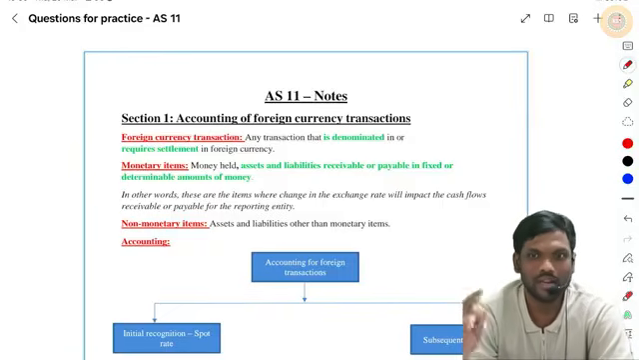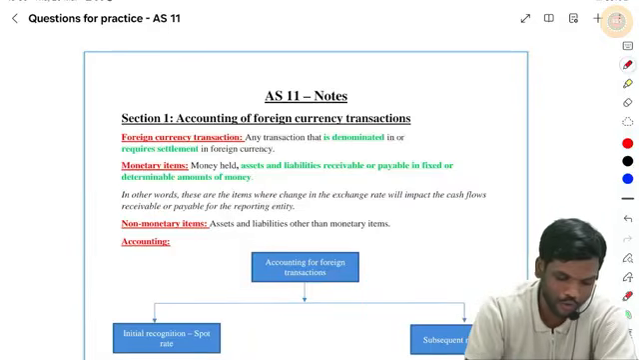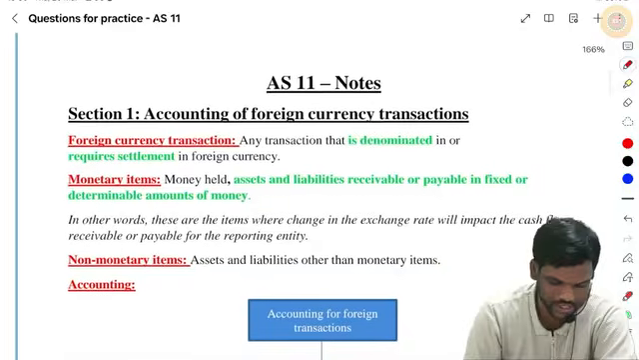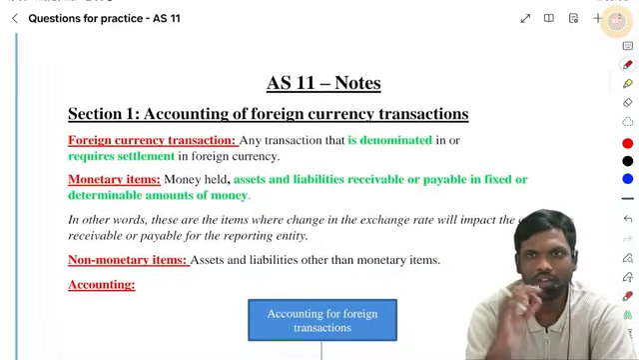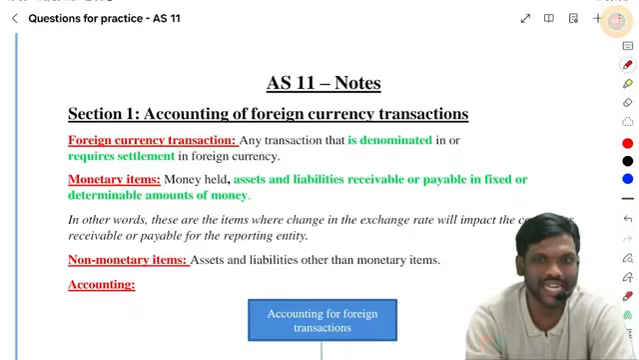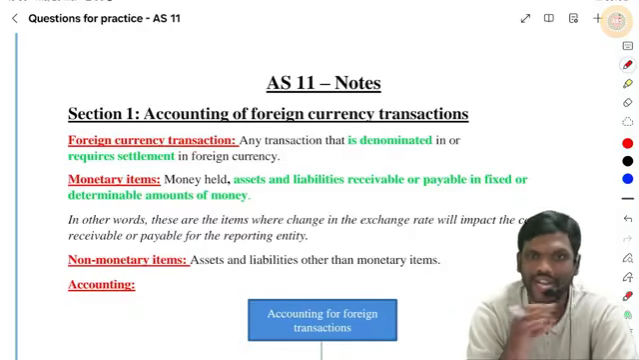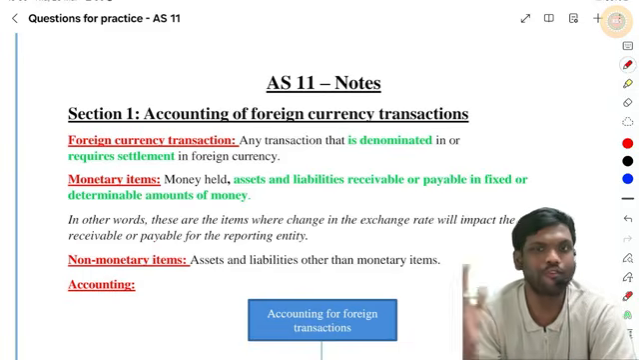So let's get started with the first topic, which is accounting for foreign currency transactions. In this topic, first thing is AS11 defines a foreign currency transaction as a transaction which is denominated in or settled in foreign currency.